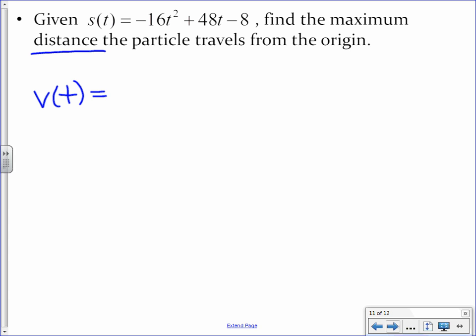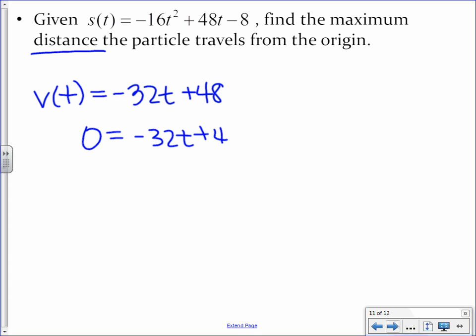So we need to find the velocity. What is the velocity? Okay. All right. Now we want this to be 0. And where does that happen? Okay, 3/2. So this is our critical point.